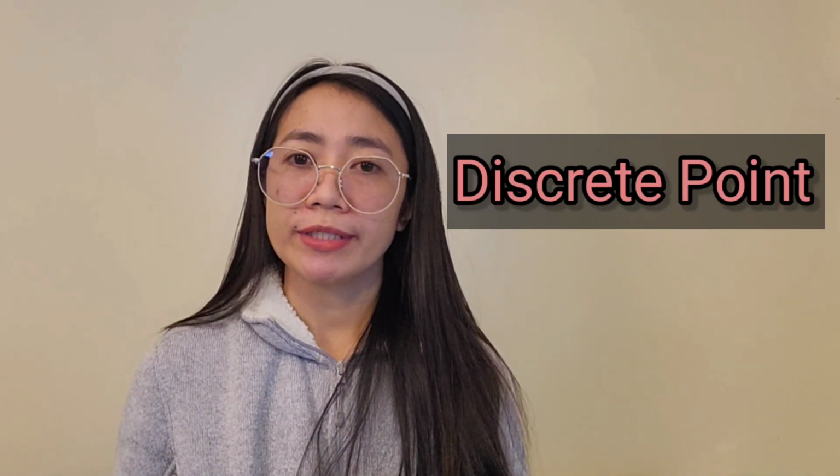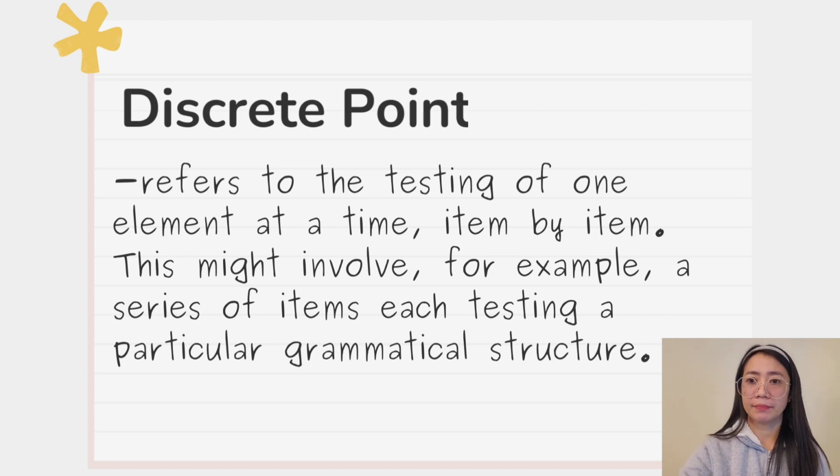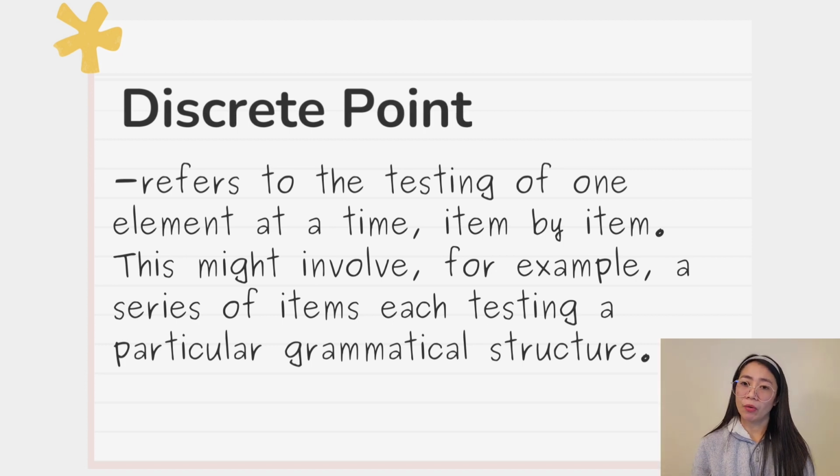So one type of testing is what we call the discrete point. When we say discrete point, it refers to the testing of one element at a time, or item by item. In discrete point, the test developers focus on testing the single element of a test.